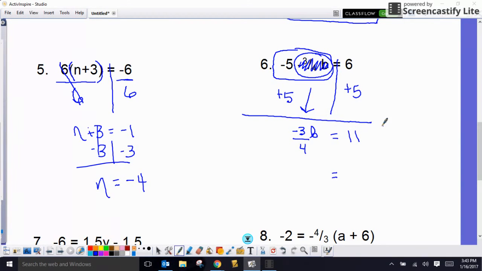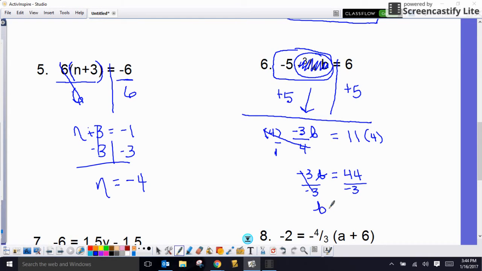That's true. So now, remember what I said. You can do this two different ways. You can multiply by -4/3 on both sides, or you can do what my kids prefer: multiply by 4 first, and just bring down -3b, multiply by 4 over here and get 44. Then divide by -3 on both sides.